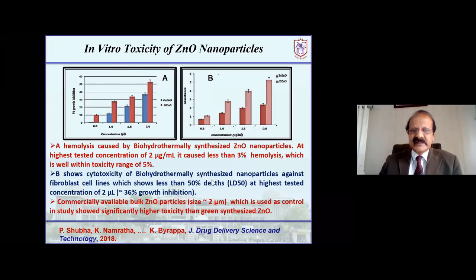And our results show very good results, with hemolysis well within the toxicity range. We didn't exceed 3% in our samples. And the same with the cytotoxicity, which was well within the control.